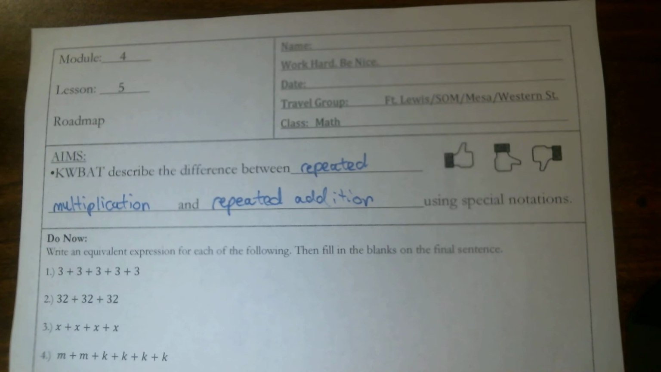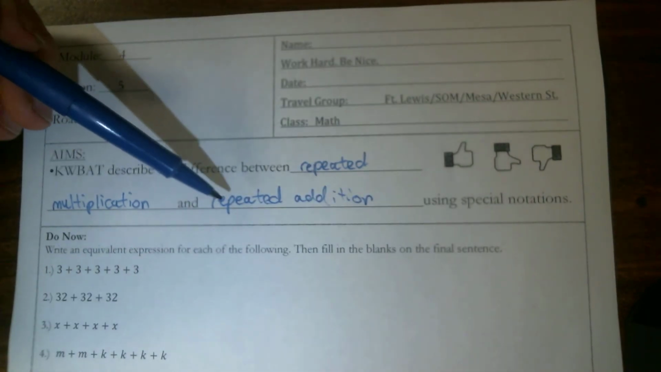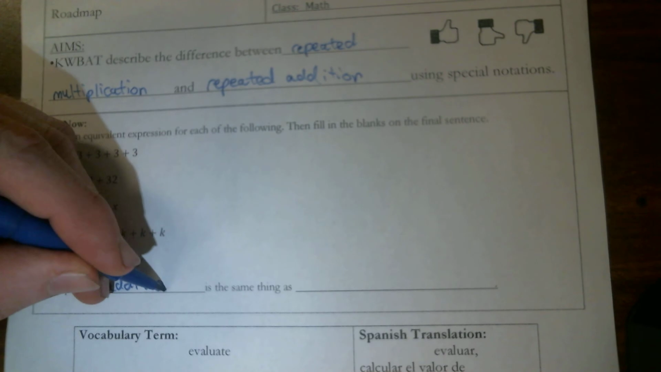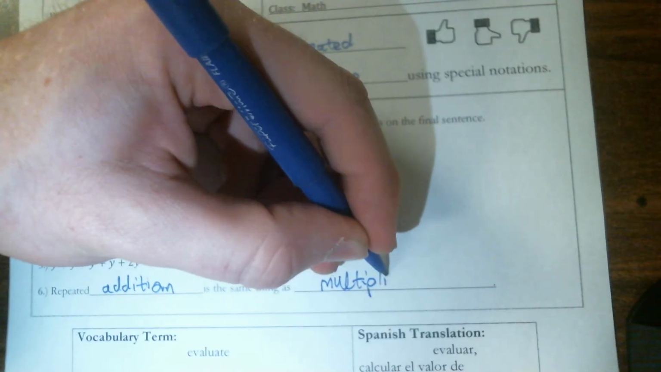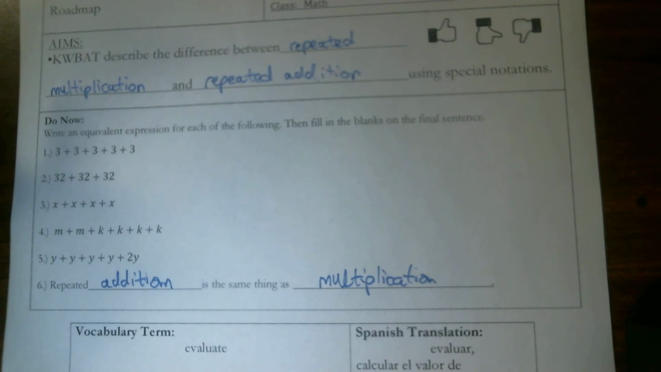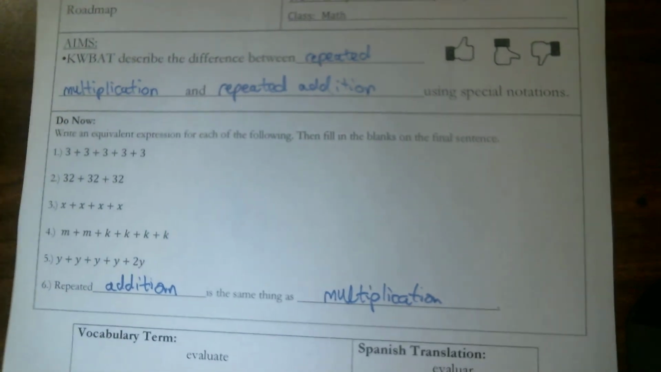So today's aim is building off of yesterday. We're going to look at the difference between what's called repeated multiplication and what we talked about, repeated addition. In the do now, we just talked about how repeated addition is the same thing as multiplication. That's what we spent all of yesterday talking about. And so today, we're going to take this a step further. We're going to say, what does repeated multiplication mean? So let's go ahead and look at this on the next page here.